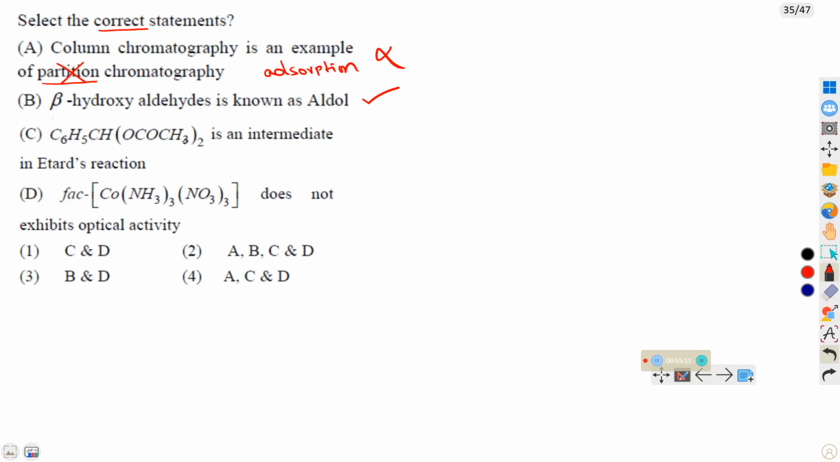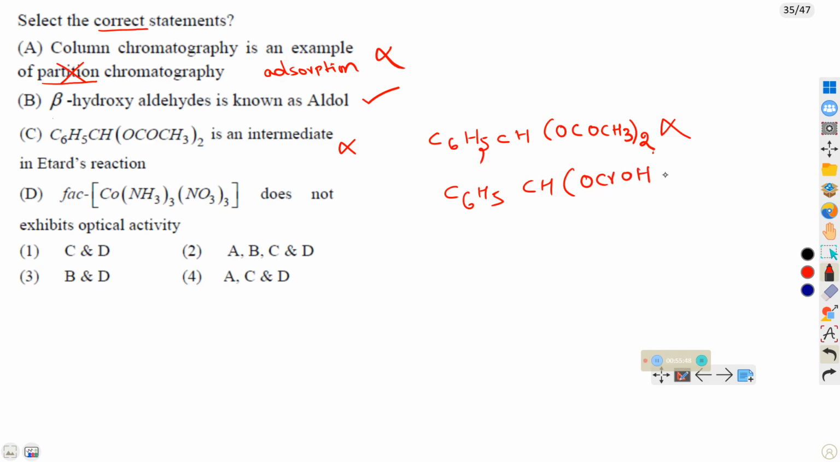C6H5OCOCH3 taken twice is the intermediate of the Etard reaction. This is also wrong. It is not the Etard reaction intermediate. The Etard reaction intermediate is C6H5CH(OCrOHCl2) taken twice. This is the Etard reaction intermediate.